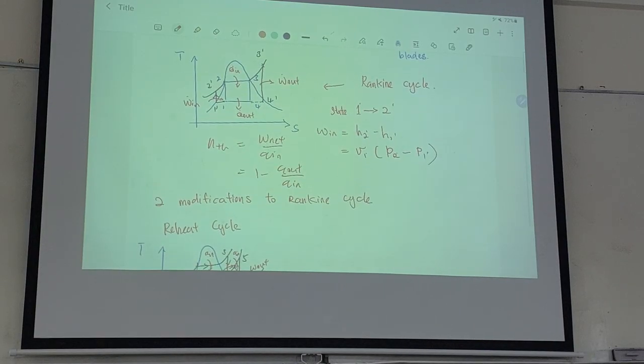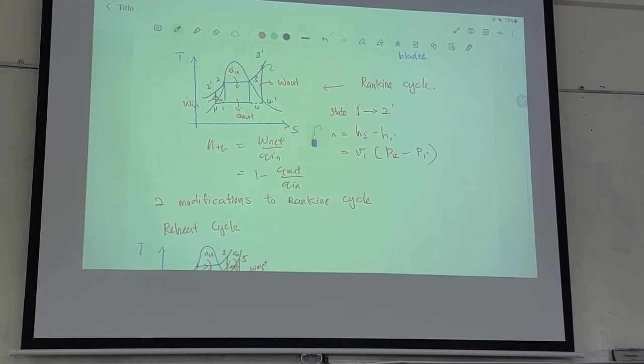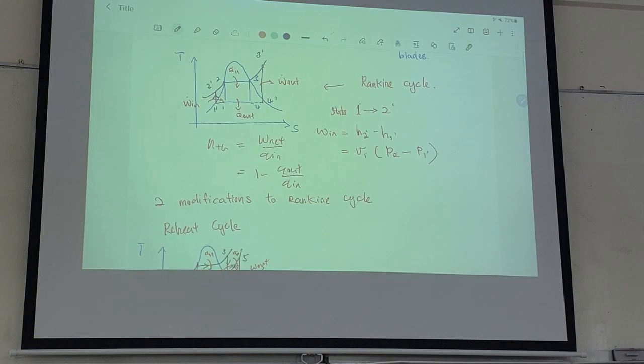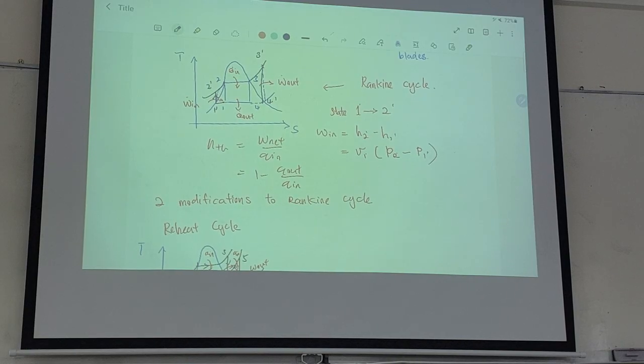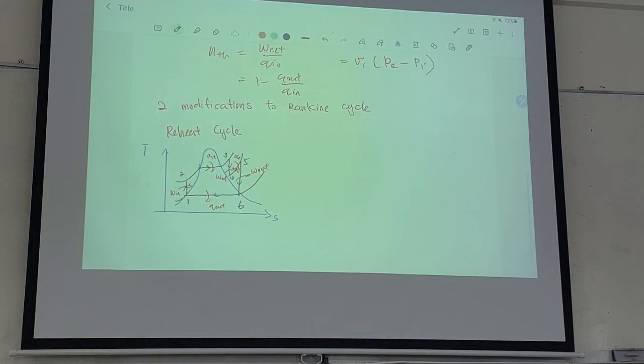So, okay, maybe just a very quick one. If you have an actual one, then the only difference is, so 4 will change, 2 will also change. So same thing for this one. If you have an actual one, then you will have this extra one, and you need to use or find the isentropic efficiency. So this is the reheat cycle.